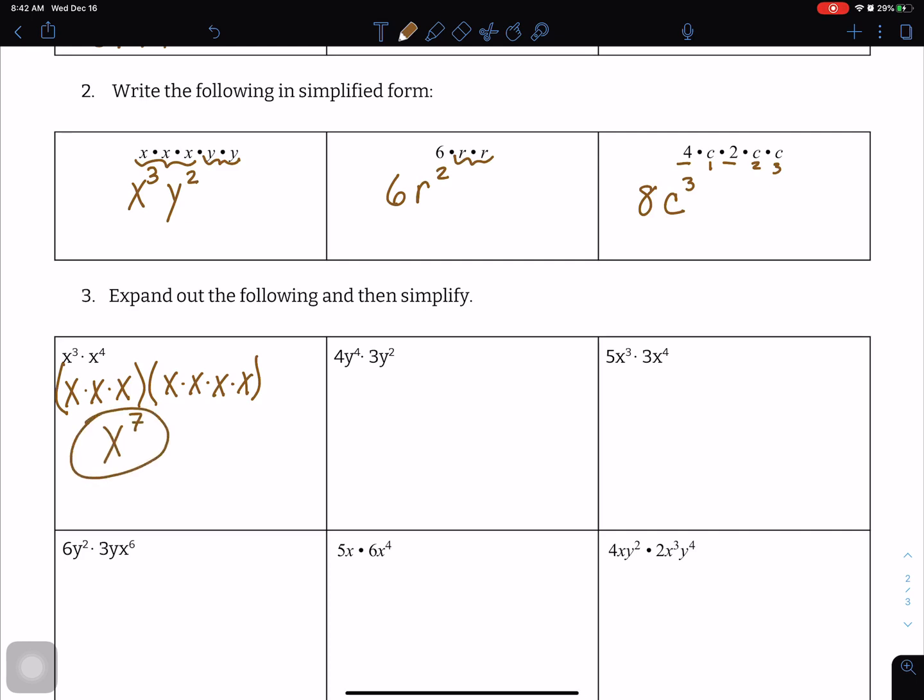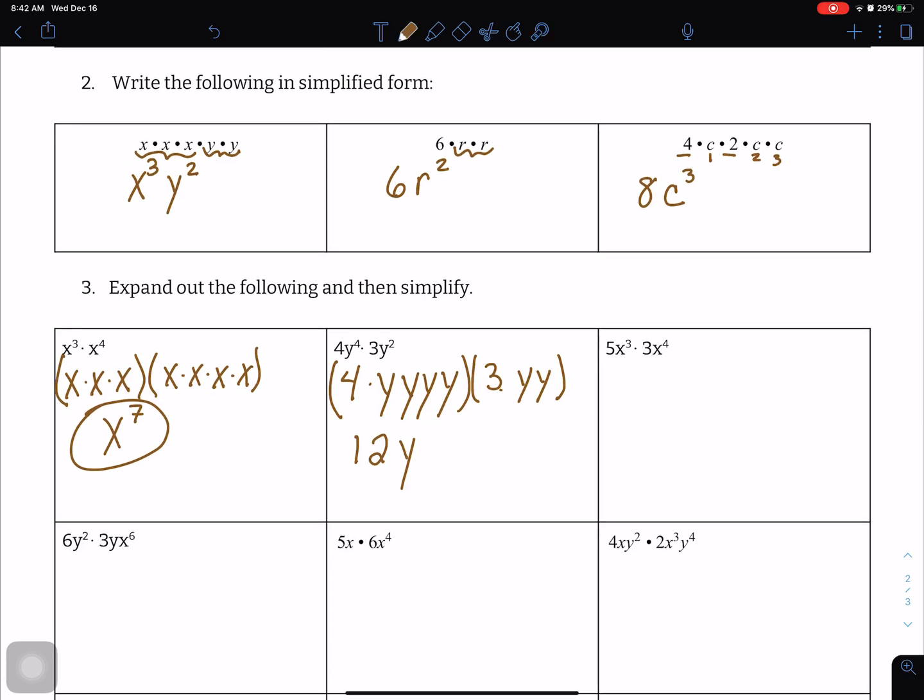Simplifying it, I should only have x to whatever power it is. So the next one, the 4 is written out once. And then we have 4 y's. And then I write out 3 and 2 y's. And remember, we are multiplying. So 4 times 3, that has not changed. You've been doing that for quite some time. And then I'm going to count up how many y's total that I have. 1, 2, 3, 4, 5, 6. So it's going to be 12y to the 6th power.